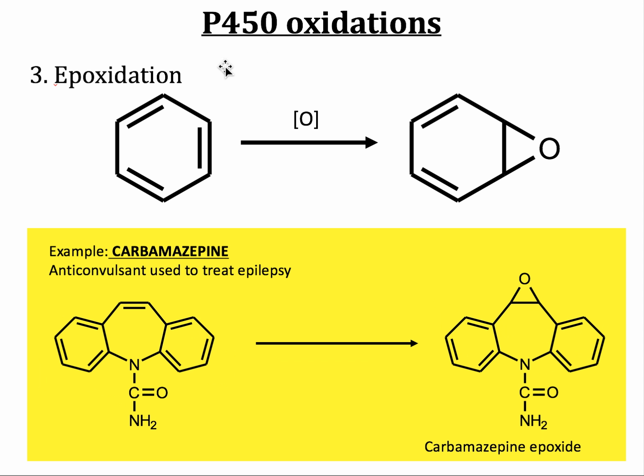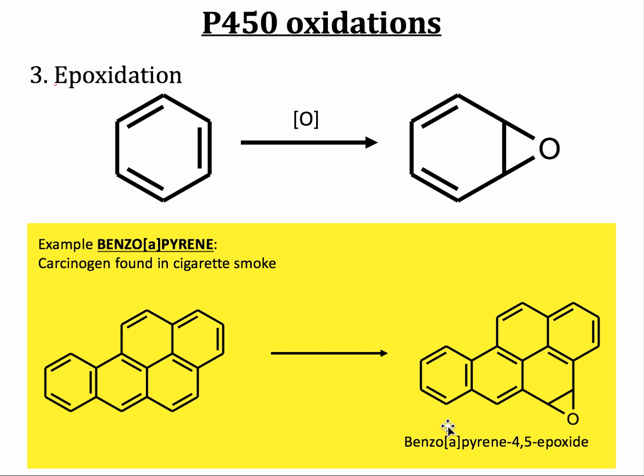Next one is epoxidation. I mentioned carbamazepine earlier; it's an anticonvulsant, usually used to treat epilepsy, so seizures. Again, the main thing you're looking for is a benzene ring, and you simply add an epoxide to it, which looks like this. So here you can see the example. Benzopyrene is found in cigarette smoke.